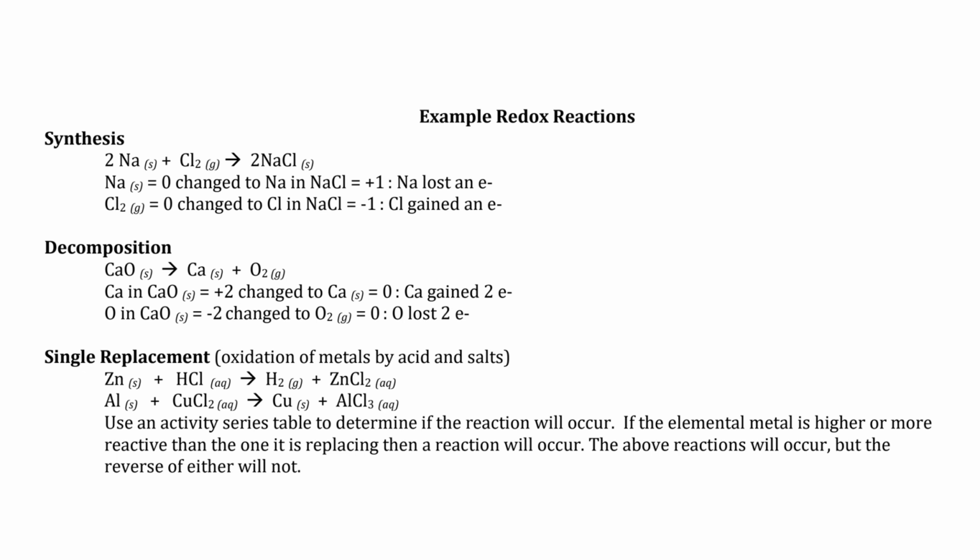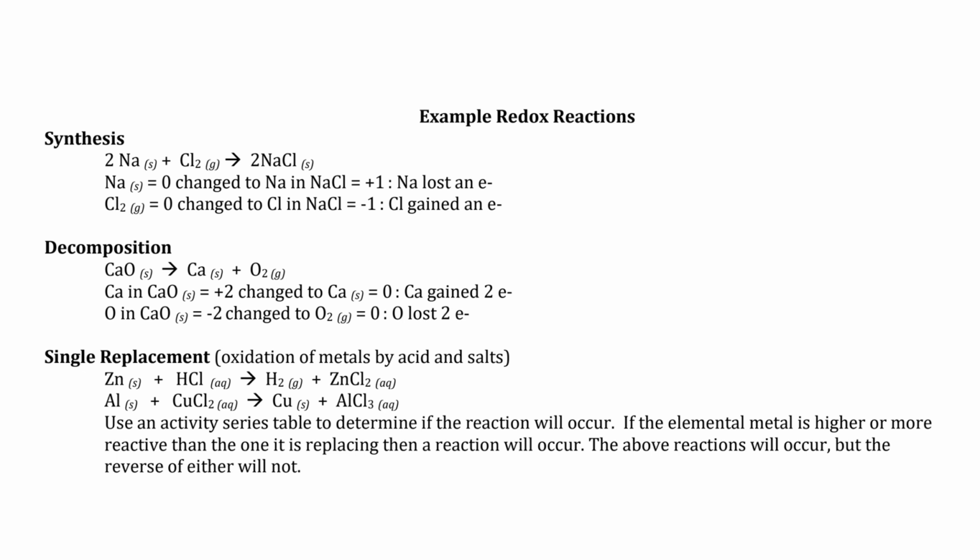Examples of redox reactions. So we have sodium plus Cl2 makes NaCl. Sodium is 0 and chlorine is also 0. You'll notice that if you put NaCl together, Na is 1+ and Cl is 1-. We know that already. So sodium changed from 0 to 1+, so it lost an electron, so that's oxidation. The chlorine, the Cl2, went from 0 to -1, it gained an electron, so that is reduction.